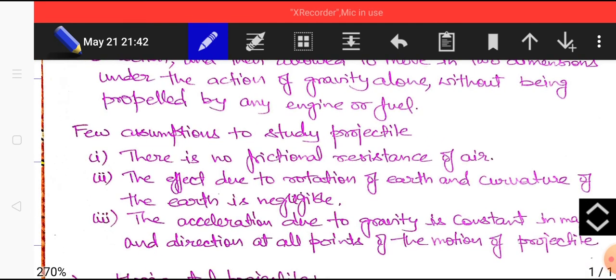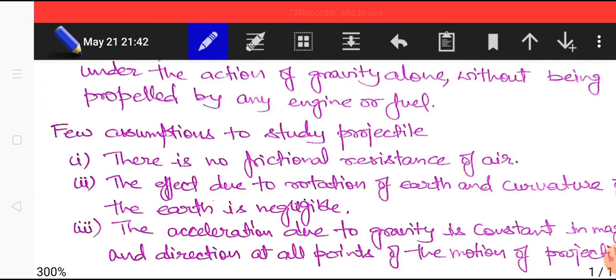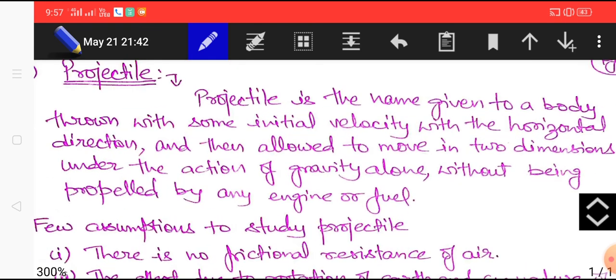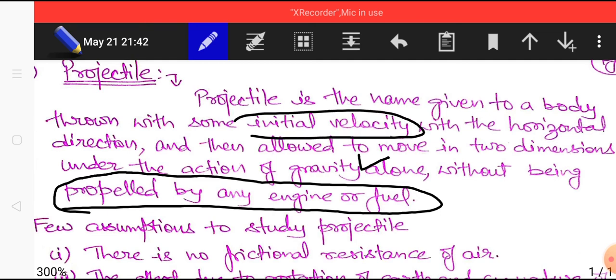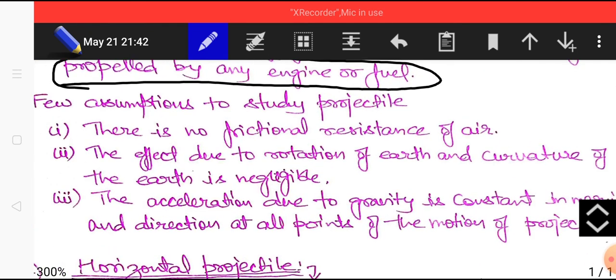For studying projectile, we make a few assumptions. Before the assumptions, I would like to point out that it is not propelled by any engine or fuel. It is under the action of gravity alone and given initial velocity only. So missiles, rockets, jets, aeroplanes do not come under the category of projectile. In the projectile category come the cannonball, bullet, which are given initial velocity, water jet, and any object thrown at some angle with the horizontal or vertical.